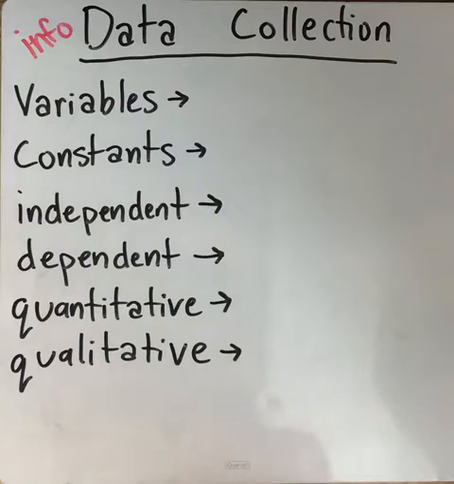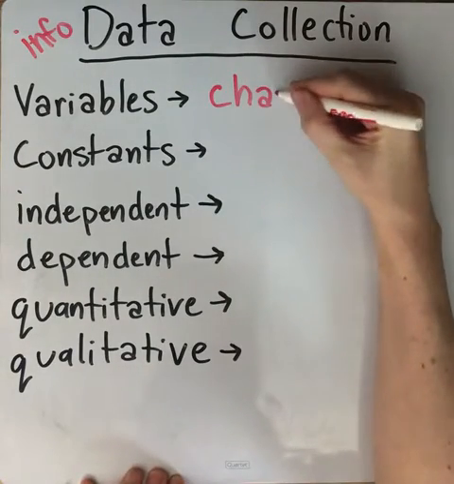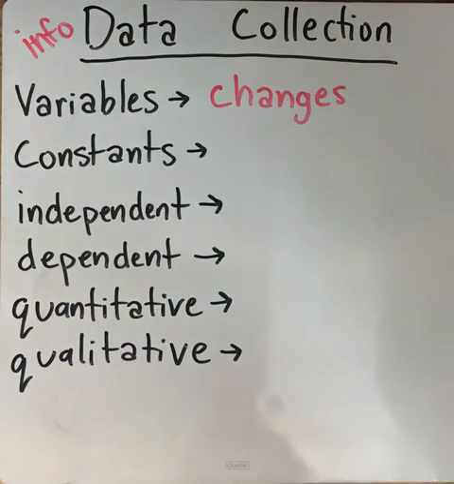The word variable means anything that changes. So in a lab, you might be changing the mass, the position, the time. You might be changing the angle. So anything that is changed during the lab is a variable. The word vary literally means to change.